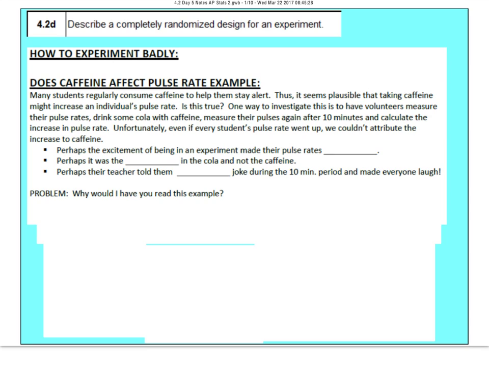One of the lurking variables, perhaps the excitement of being in an experiment made their pulse rates increase. That could be the case. Another element could be perhaps it was the actual sugar in the soda and not the caffeine. There could be confounding between those two variables. Or lastly, maybe the teacher told them a funny joke during the 10-minute time period and it made their pulse rate go up. We have to control for these things.